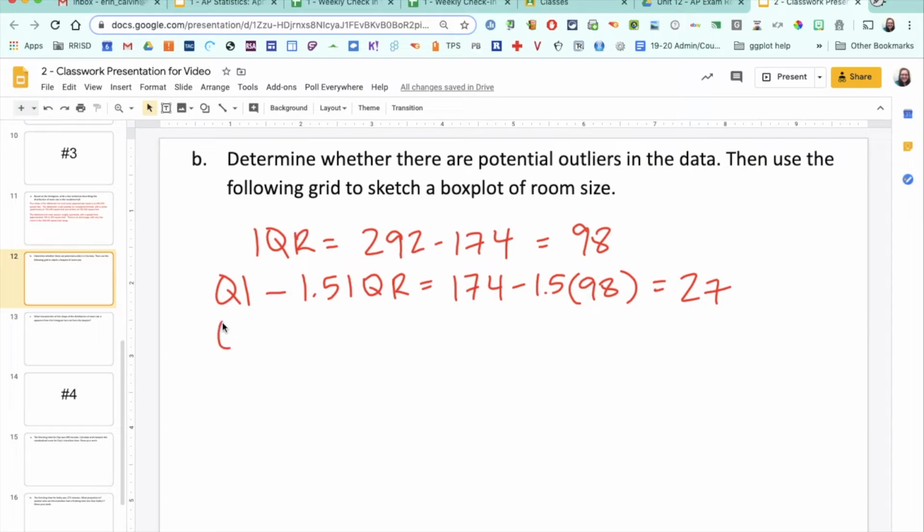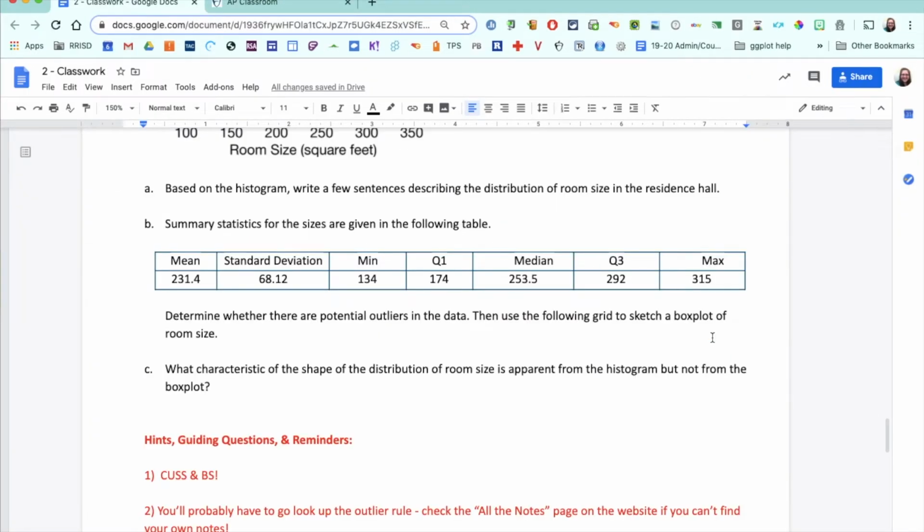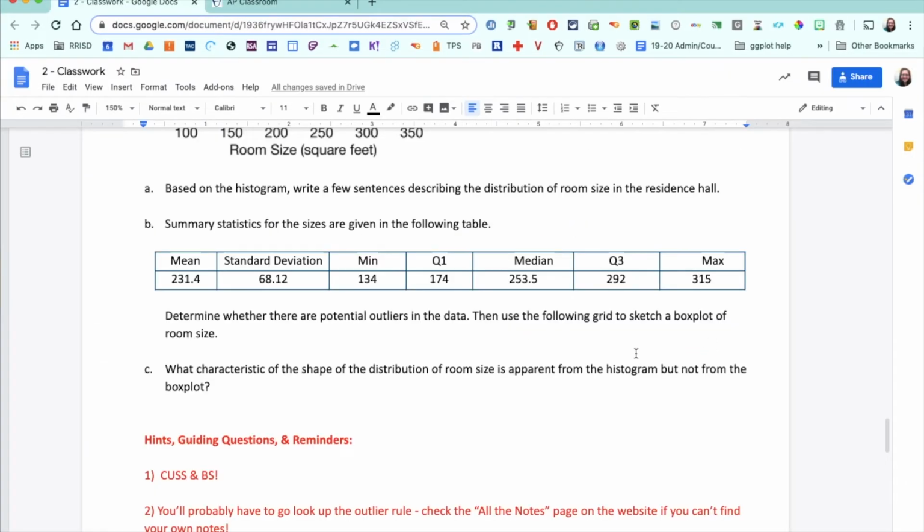My upper end rule, we start at the upper end of the box, so Q3 plus 1.5 IQRs. So any values that are above 439 would be considered outliers. We call those our fences. Anything outside of that range from 27 to 439 would be considered outliers. If I look at my data, my lowest value is 134, which is not below 27. My highest value is 315, which is not above 439. So we definitely do not have any outliers.